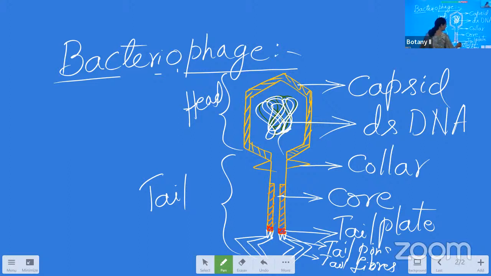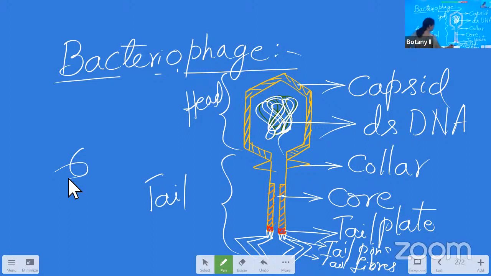And the tail plate has the tail pins and the tail fibers. A total of 6 tail pins are present. Okay, here you can see only 4. The others will be behind, because this is the LS of the bacteriophage, that is, the longitudinal section of the viral organism. So the other pin on both sides, for both the legs, is present at the back of it. So here we can see only 4, but actually there are 6 tail pins and 6 tail fibers.